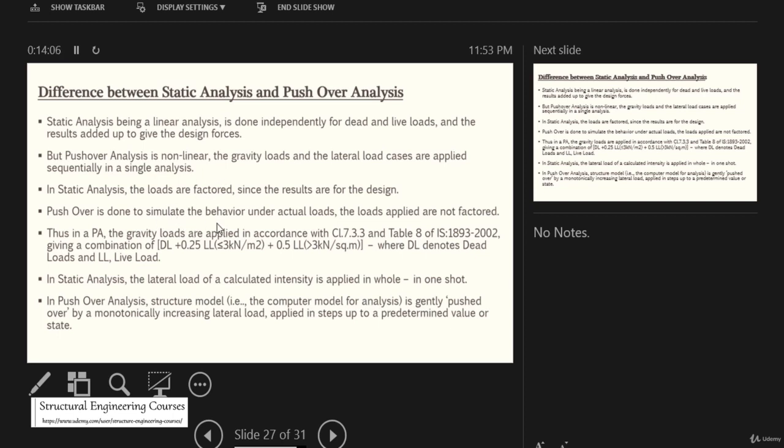So pushover analysis is used to simulate the behavior under the actual loads, and the loads applied are not factored. Thus in pushover analysis, the gravity loads are applied in accordance with clause 7.3.3 and Table 8 of IS 1893. That is, in static analysis, the lateral load of calculated intensity is applied in whole in one shot. In pushover analysis, the structural model is gently pushed over by monotonically increasing lateral load applied in steps up to a predetermined value of state. Here this load can be displacement in the displacement type pushover analysis.